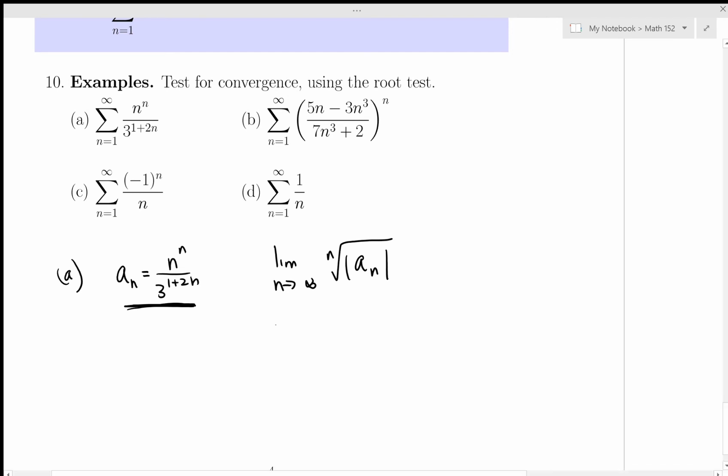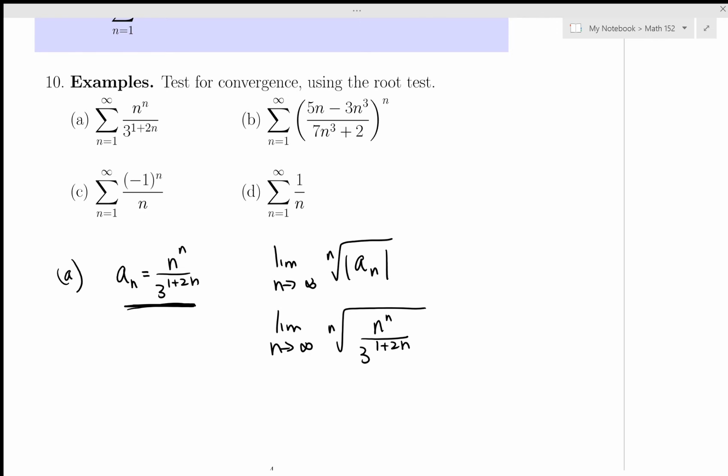Okay, I'll just write it out. So what I'm doing here is taking the limit as n goes to infinity of the nth root of this thing here, n to the n divided by 3 to the 1 plus 2n. And I think, oh no, this might be kind of a hard limit to see what's happening, and I'm going to have to somehow take that nth root. So I need to algebraically simplify so I can hopefully get an nth power, which I take the nth root of and get rid of that nth root, so I can manipulate this thing a little bit easier. So that's what I'm thinking.